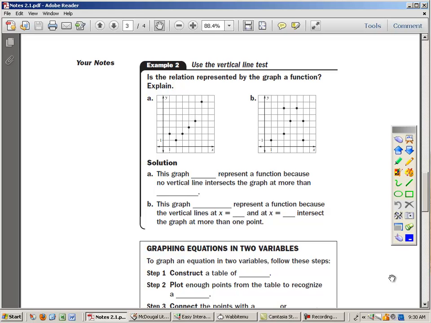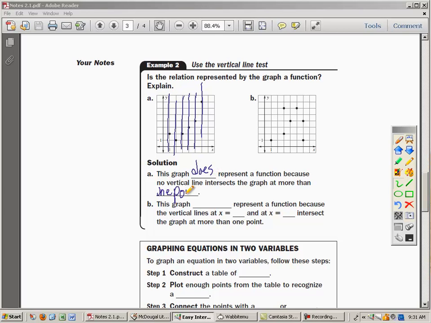Okay, so in looking at the vertical line test then, we want to take a look at this graph and say, is this first picture a function? If I look at each one of these points, and I draw a vertical line through each one of these, you'll see that each one of these vertical lines does not intersect more than one point. And so because of that, the first example is a graph that does represent a function because no vertical line intersects the graph at more than one point. Sorry, handwriting's a little bad there.